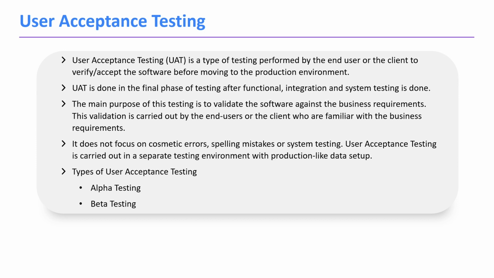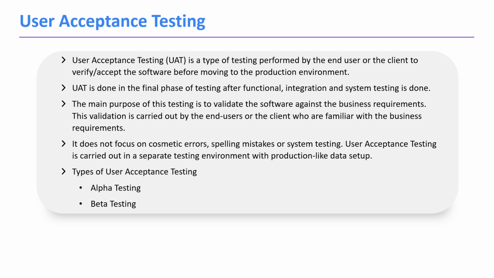User acceptance testing is a type of testing which is performed by the end user or the client to verify or accept the software application before moving it to the production environment. And UAT is a final phase of testing. After the functional testing, integration testing and system testing is done, the user acceptance testing is conducted. The main purpose of UAT testing is to validate the software against the business requirement, and this testing is done by end user or the client who are familiar with the requirements.